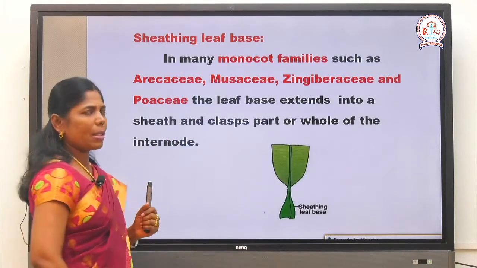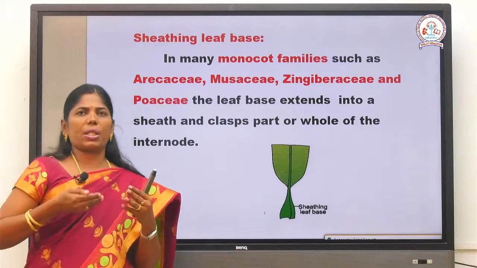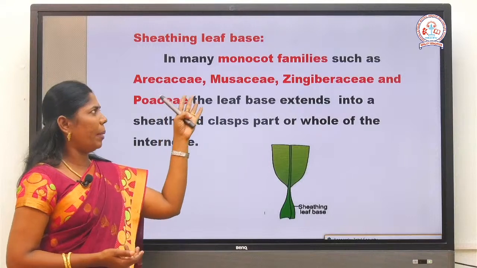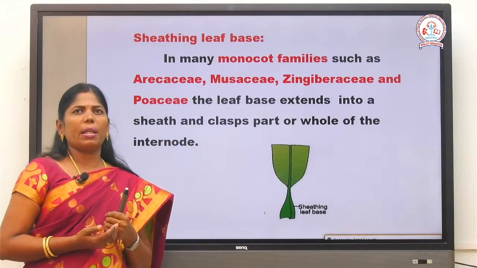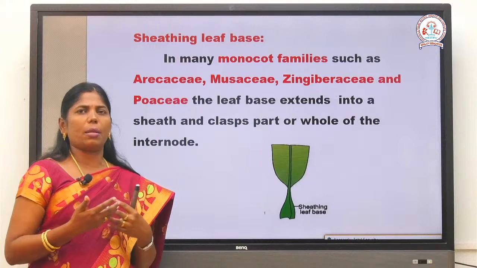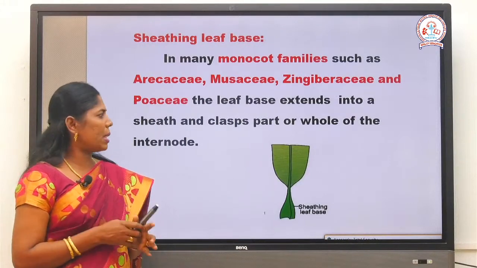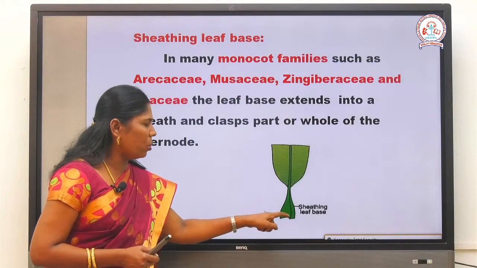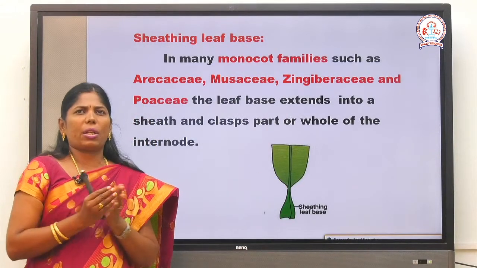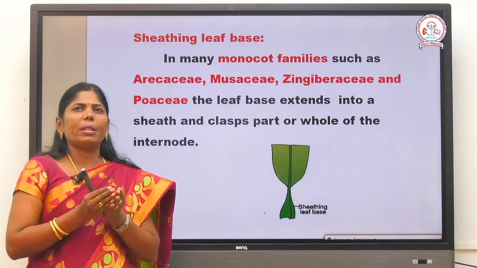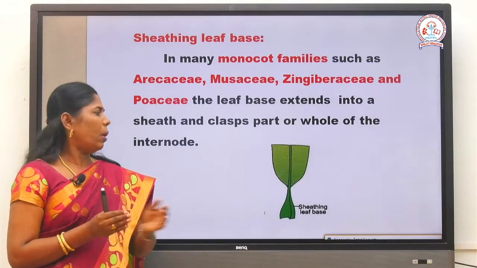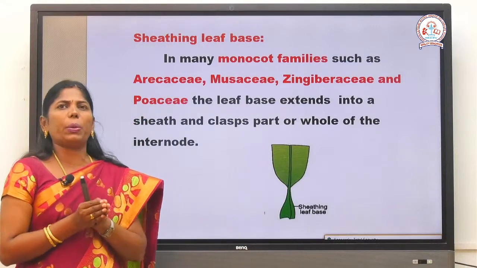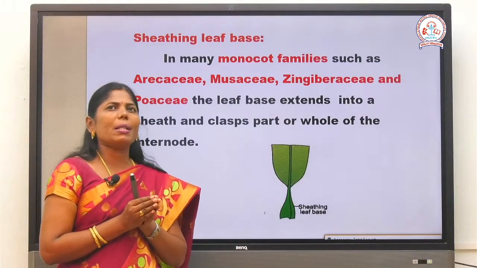In monocot plants, the leaf base is a sheath-like structure. That is a sheathing leaf base. In many monocot families such as Arecaceae, Musaceae, Zingiberaceae and Poaceae, the grasses, the leaf base extends from the base of the node to the petiole as a sheath-like structure. The sheath clasps the whole of the internode, like a wrap around the internode. That is called the sheathing leaf base.